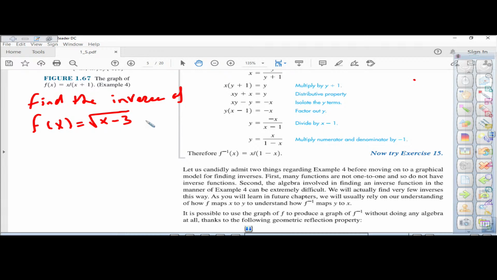Okay, Derek, welcome back. Over here, let's say that I wanted the inverse. So the first step is to do what? To help me out, please. First step to do what?